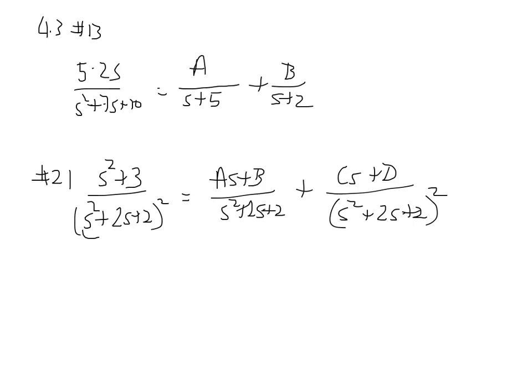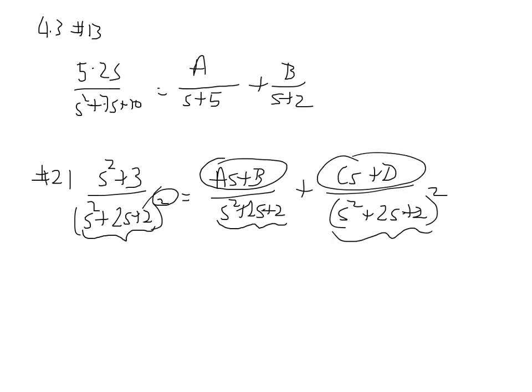This s squared plus 2s plus 2, that's quadratic, which doesn't factor. So it's quadratic, that doesn't factor, that means I have to have linear on top. But since it's got the square there, that means it's repeated, so I need a repeat. So I need another linear on top. So that's how you're going to set that one up.